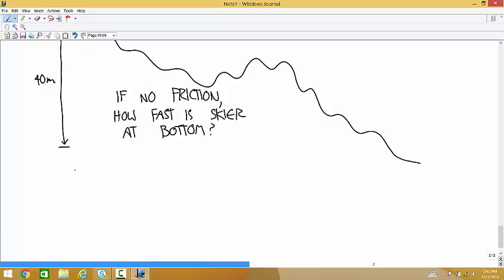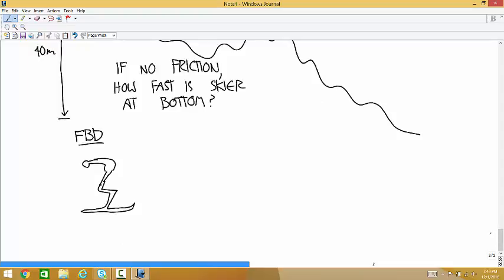Okay, first we have to think about what forces are applied to the skier. So let's think about a free body diagram at some arbitrary moment. There's the skier, his hat. What forces are acting? The normal force, and then the weight. These are the only two forces.